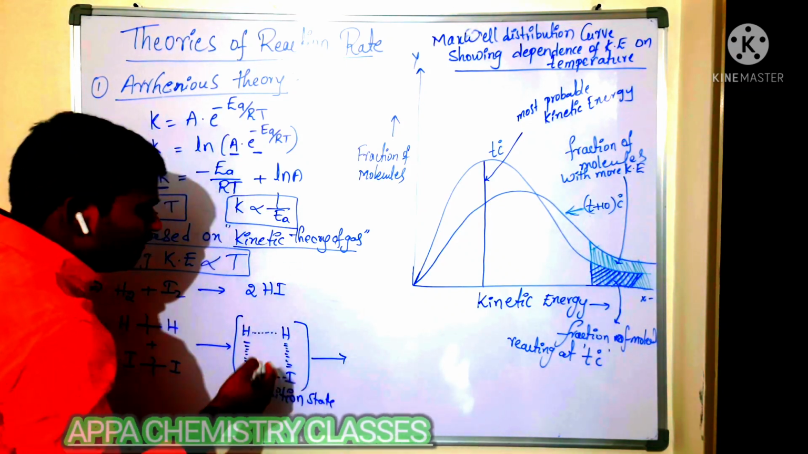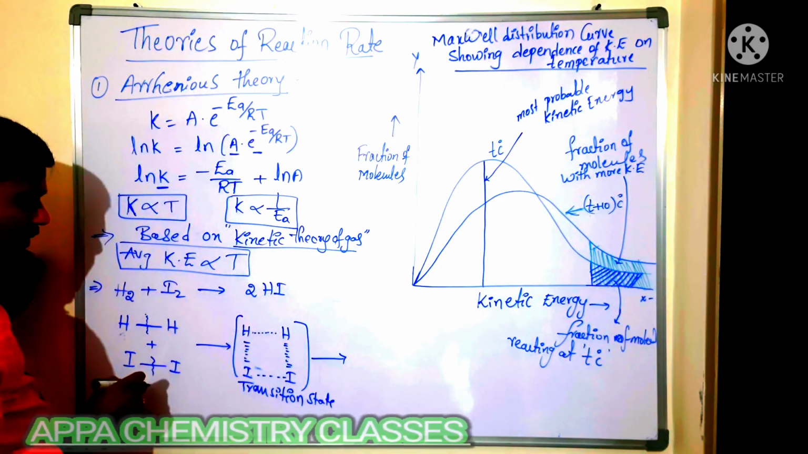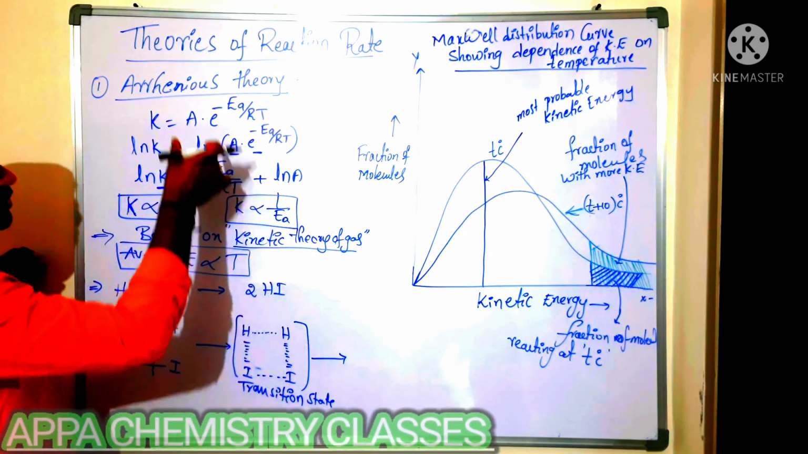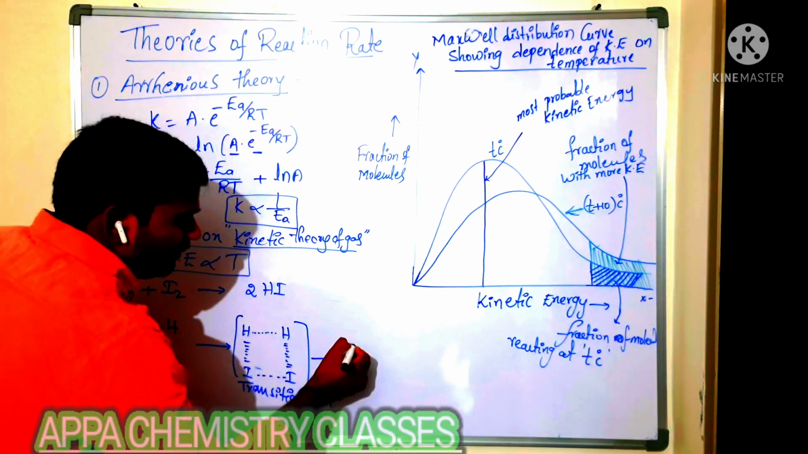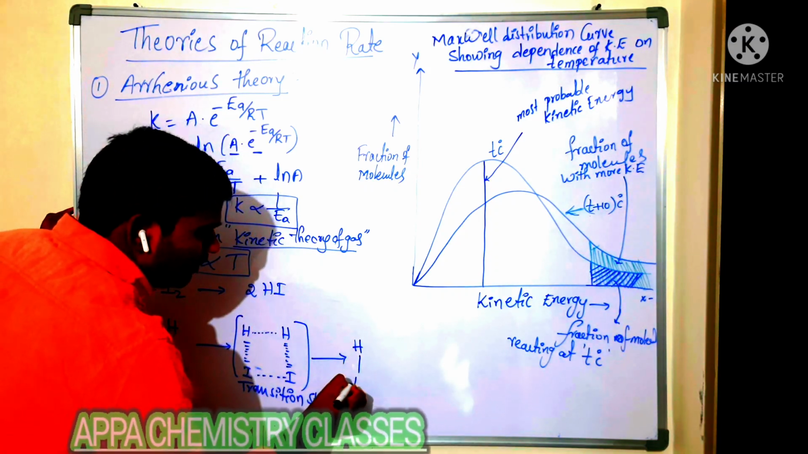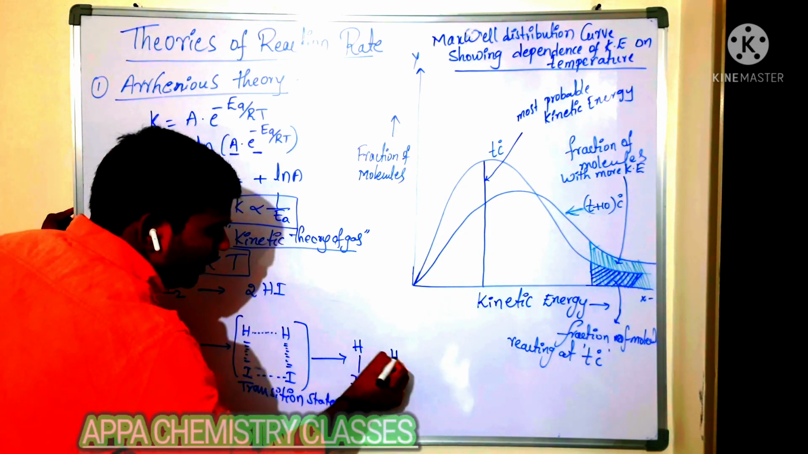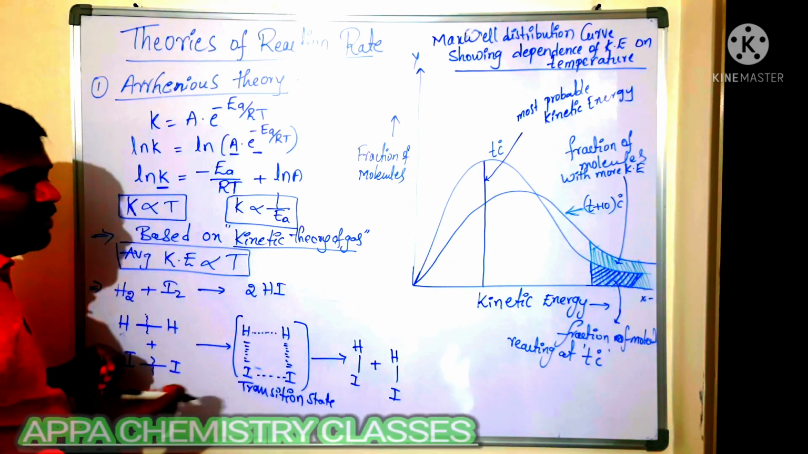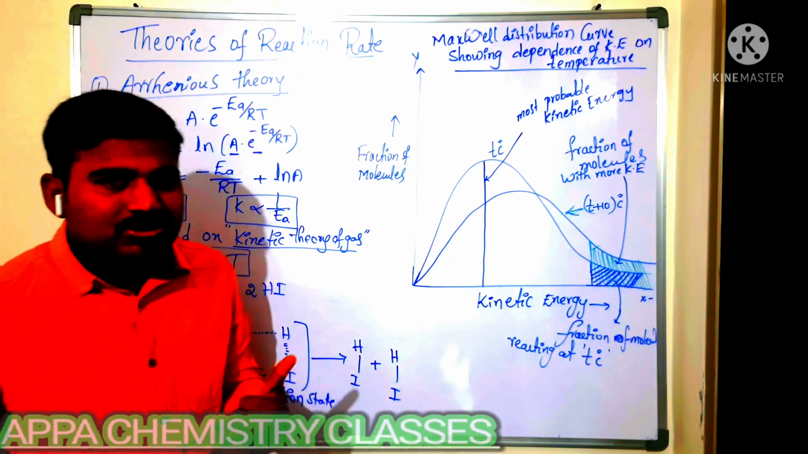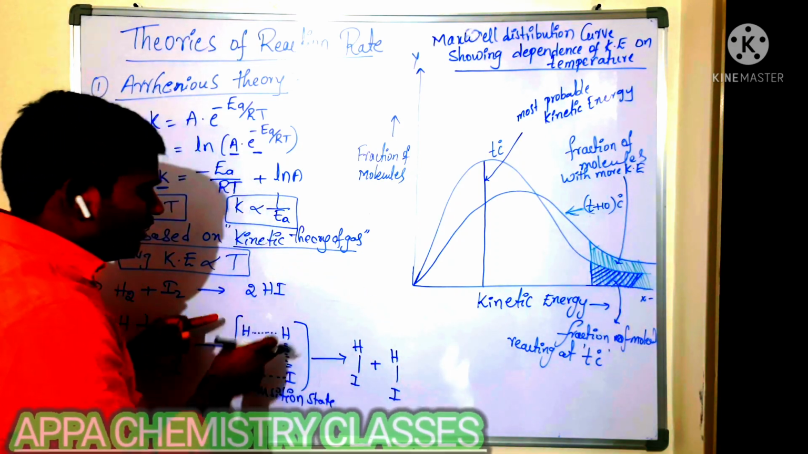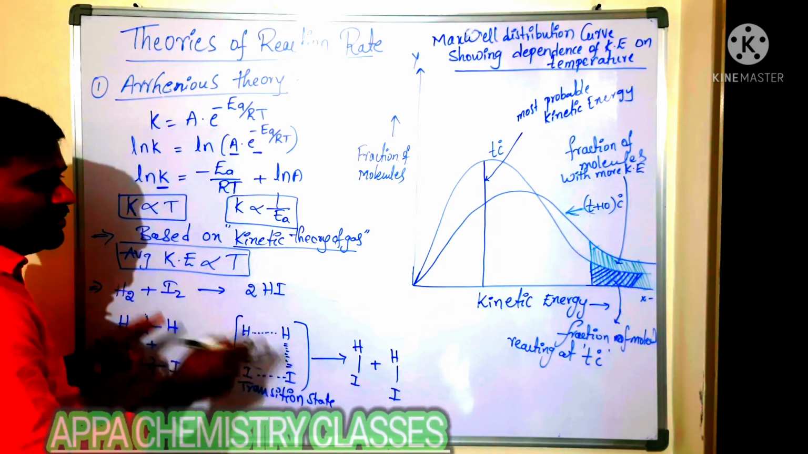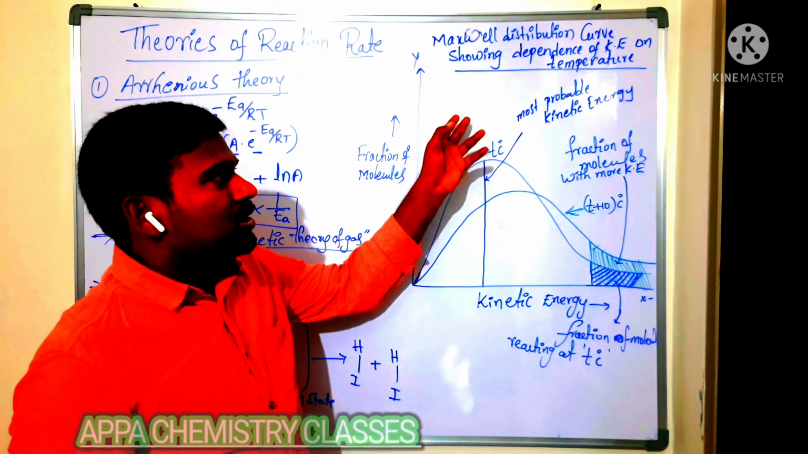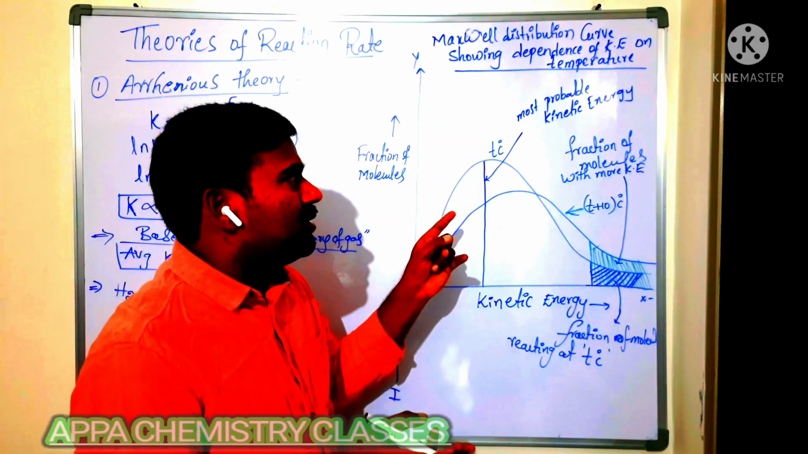So the simultaneous breakage of bonds and formation of bonds takes place in the transition state, which was given by Arrhenius, and we get hydrogen iodide plus hydrogen iodide. The existing bonds are broken and the new bonds are formed between the different atoms. That breakage and formation of bonds takes place simultaneously in the transition state. Is that clear? Now you see the Maxwell distribution curve, how kinetic energy depends on temperature.